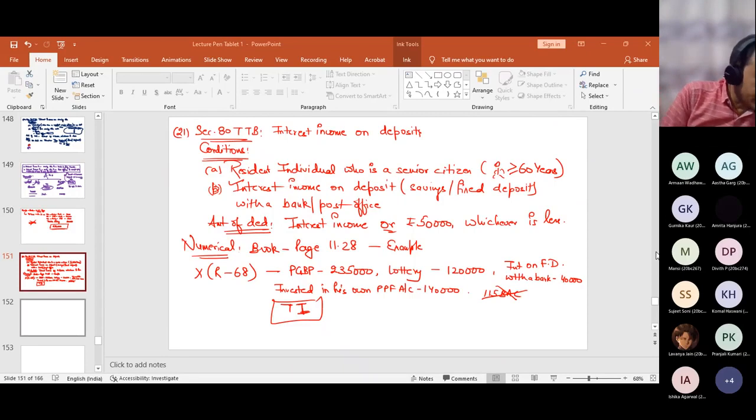Business income, lottery income, interest income total gives you gross total income, and there are two deductions, 80C and 80TTB. That's it. This is an easy question. Why are you taking so much time in solving this case? Total of these three incomes minus two deductions. Hurry up, try to get the answer. 2,15,000. Try to get this answer.